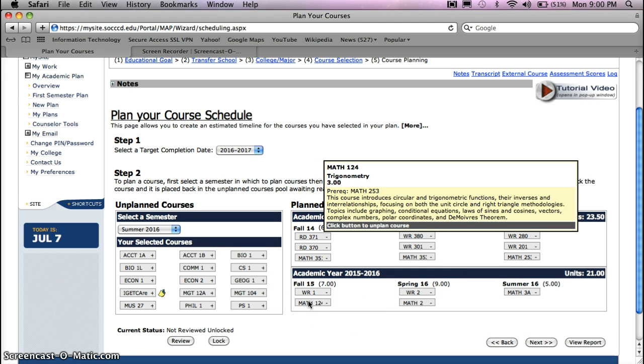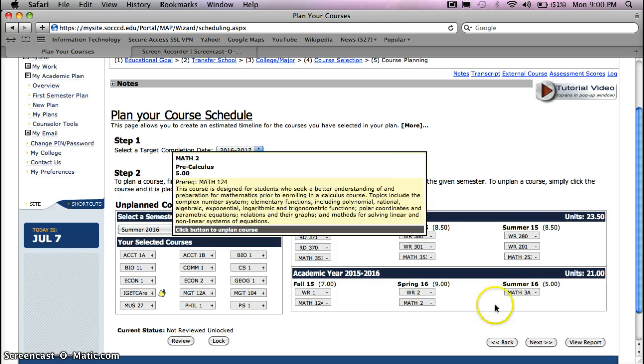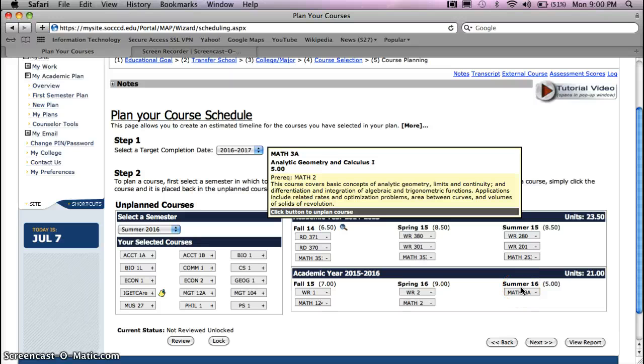That allowed me to take the following fall Math 124, which was trig. Again, depending where I placed, I may have placed automatically into Math 124 or Math 2 or what have you. In spring 2016, I was able to take Math 2 Pre-Calc. As you see, that's a 5-unit course. And then in summer, Math 3A, which was a 5-unit course since I completed the prereq. Those were the different math courses that were required for this specific major.